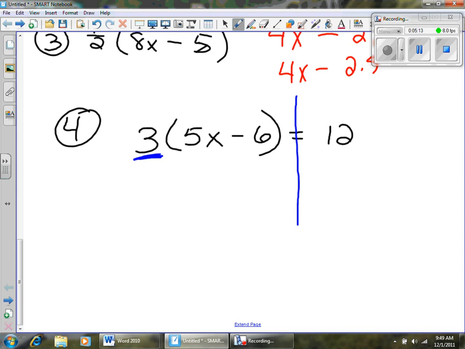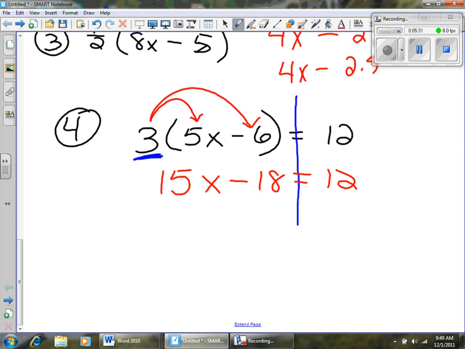That's not even really a 6. The distributive property will show you that that's not a 6. So let's go ahead and distribute. I will get 3 times 5x and 3 times negative 6. 3 times 5x is 15x minus 18. That is going to equal 12.